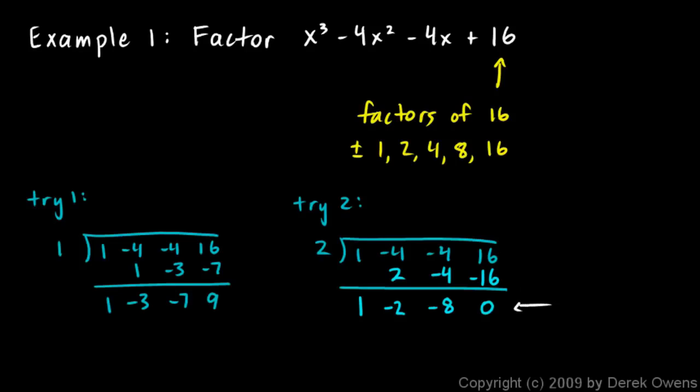And we found it. A 0 remainder means that x minus this number is a factor. And in the other factor, we'll have coefficients that we get from those numbers down there on the bottom. So the polynomial factors as x minus 2 times x squared minus 2x minus 8. And then we can try to factor this quadratic.